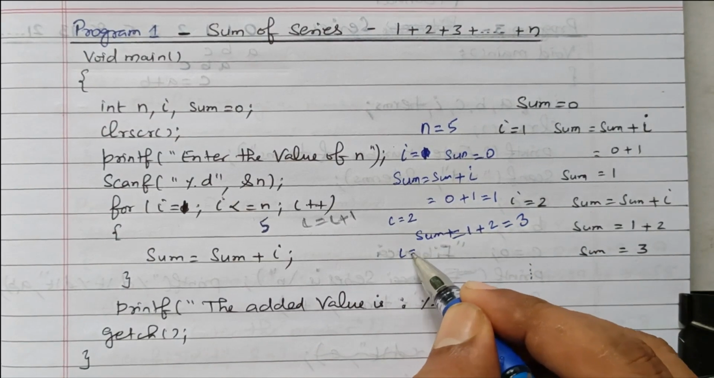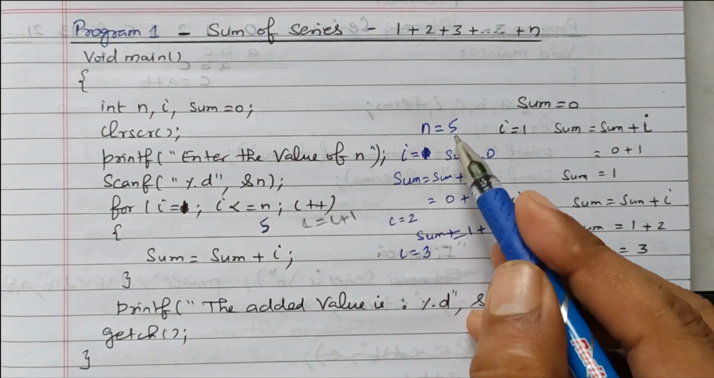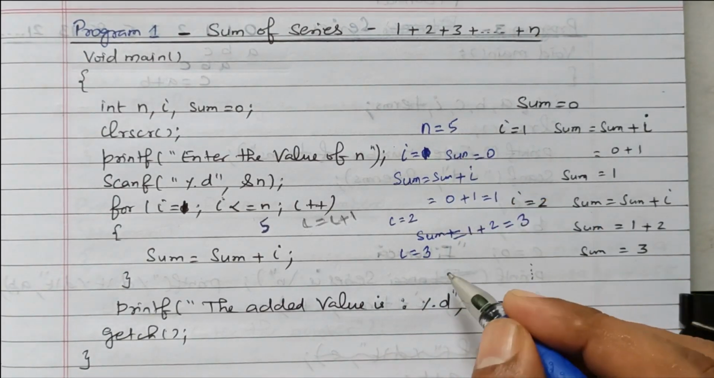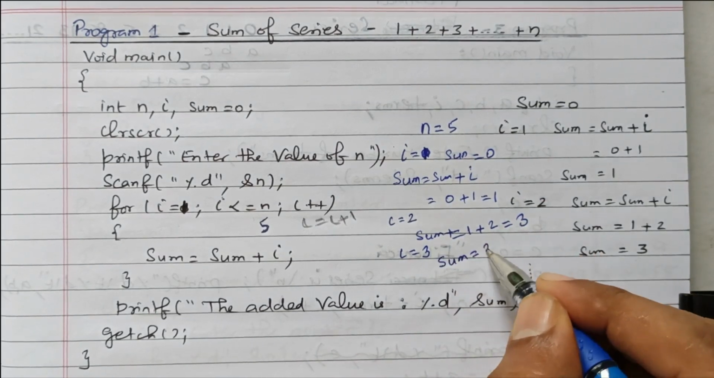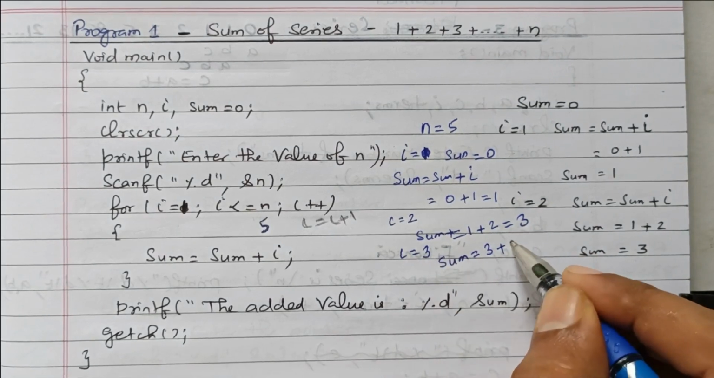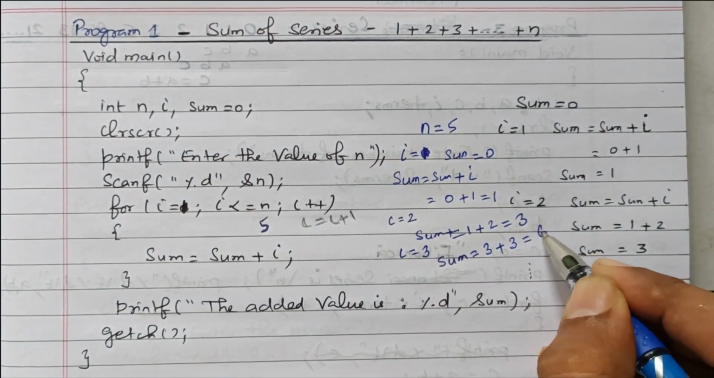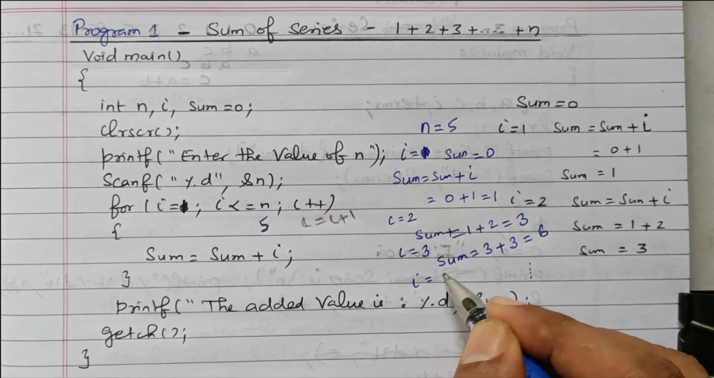Right. Now I becomes 3, incremented. This condition is satisfied, I is less than or equal to 5. So that sum equal to sum plus I. Sum is now 3, 3 plus now I also 3. 3 plus 3, 6. Now I equal to 4.